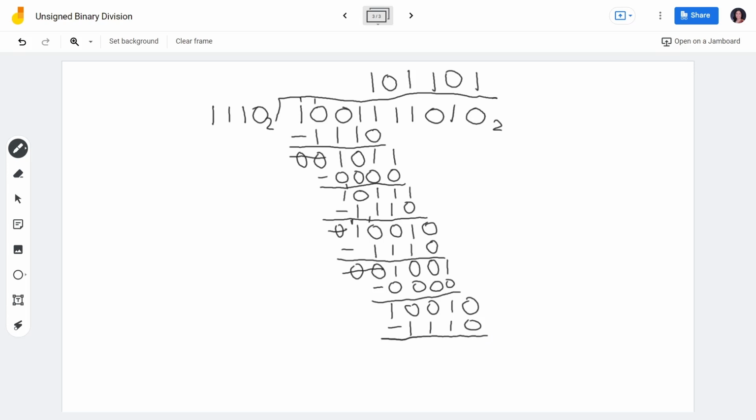Okay, then subtract. So we have 0 minus 0 is 0. 1 minus 1 is 0. 0 minus 1 is 1, borrow 1. 1 minus 0 is 1. 1 minus 1 is 0. Do we have a borrow in? Yes, again, because the subtrahend's value is larger than the minuend. 1, and then the minuend is 0. So 1 minus 1 is 0.